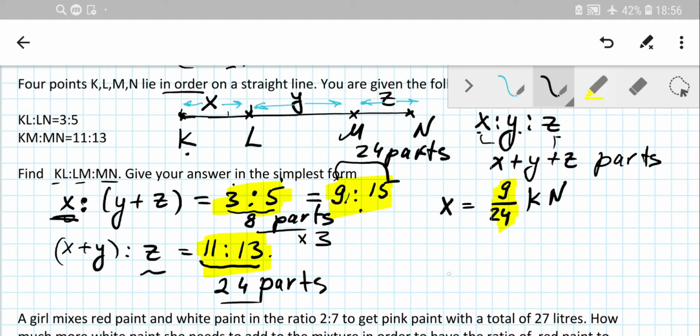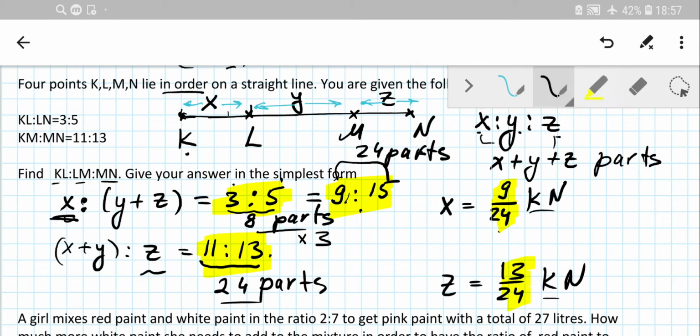So we can set up that for z we've got 13 out of 24 of Kn again. Now you understand the logic. So 24 parts adhere to Kn in both cases. But the question is about y, right?